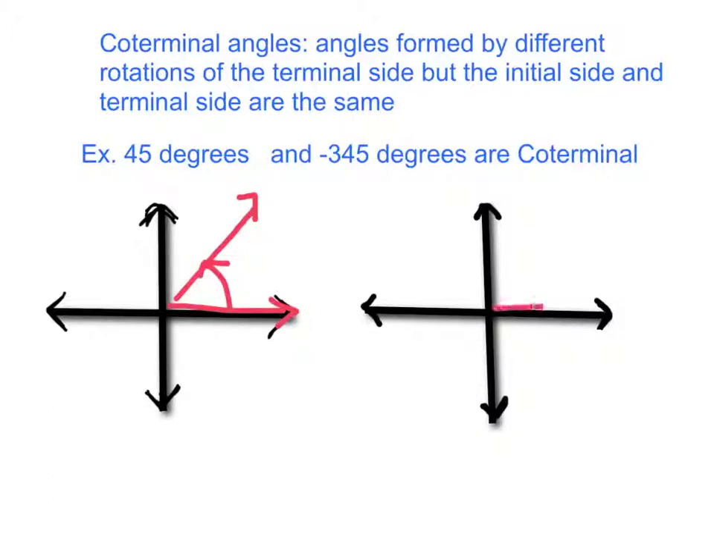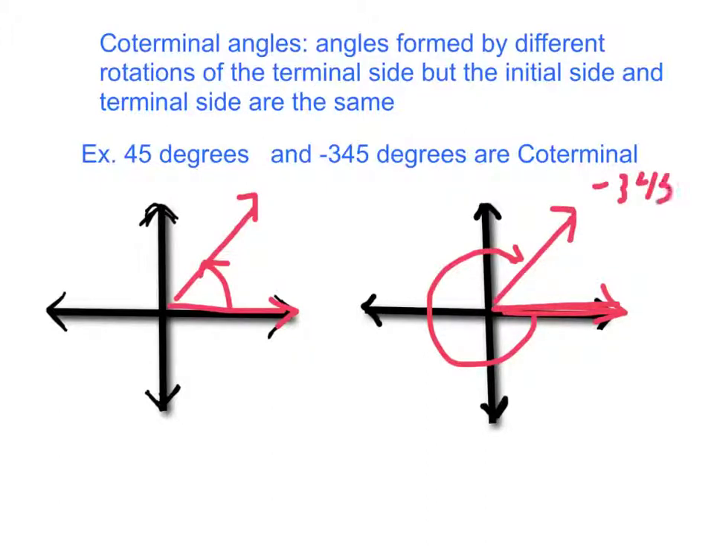On this one, if I have my initial side on the positive x-axis, I rotate clockwise to the same spot, that's negative 345 degrees because I went clockwise. If I put that on this side over here and rotate around, there it is. They end up on top of each other.